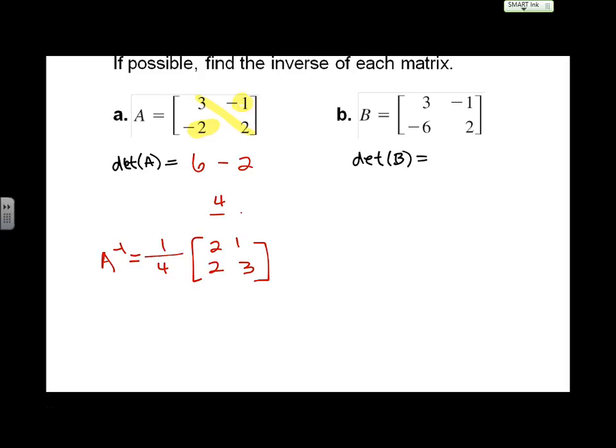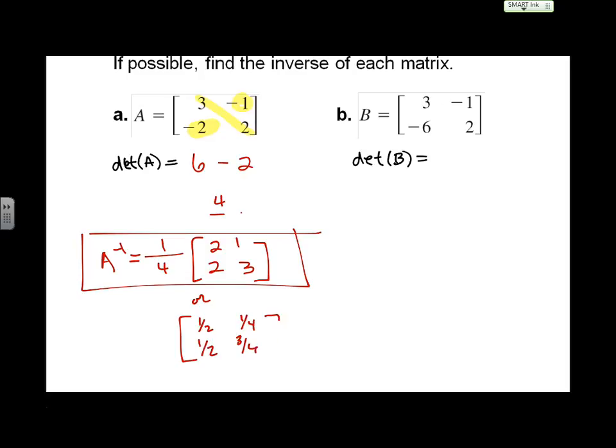Now, could we box that and be done? Yes. Could we also put the little 1/4 in? I suppose 2 over 4 is 1/2, 1 over 4 is 1/4, 2 over 4 is 1/2, 3 over 4 is 3/4. Both of them are correct representations of A inverse. Let me give you exactly 30 seconds to try B if you have not yet already, using the same procedure. Go.